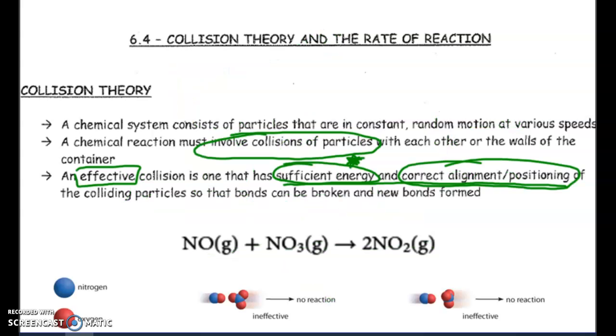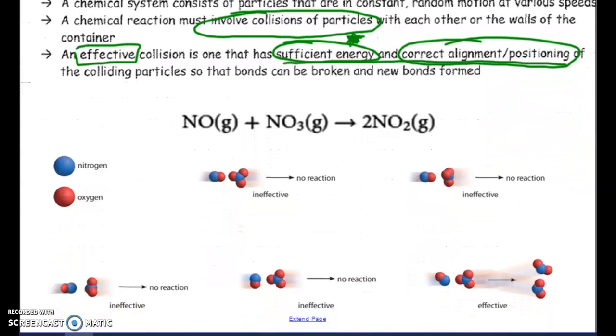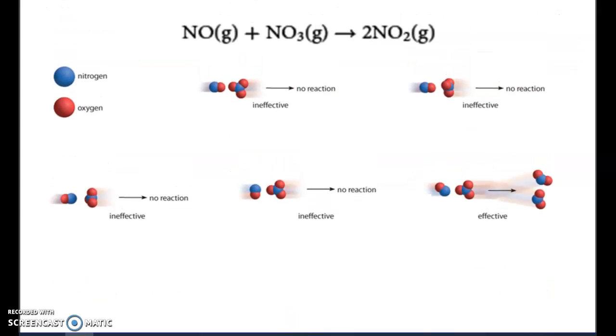So when we're talking about collisions, we mean successful collisions. And not only that, we also have to take into consideration the angle at which the collision is happening. You might have enough energy, but you may not have the correct positioning for that reaction to occur.